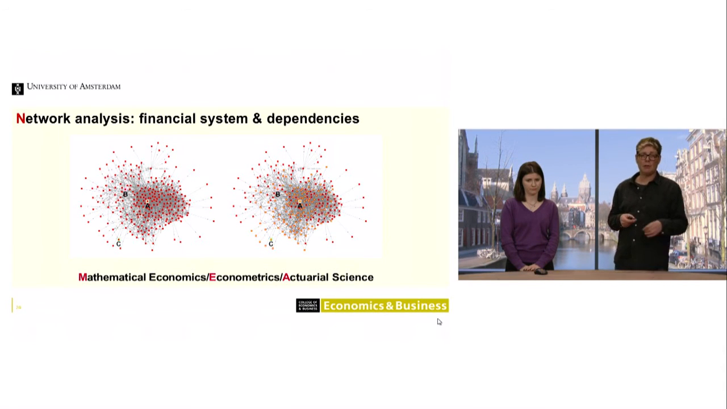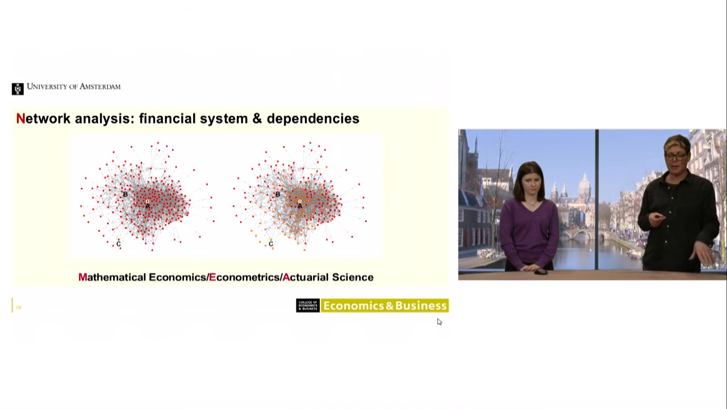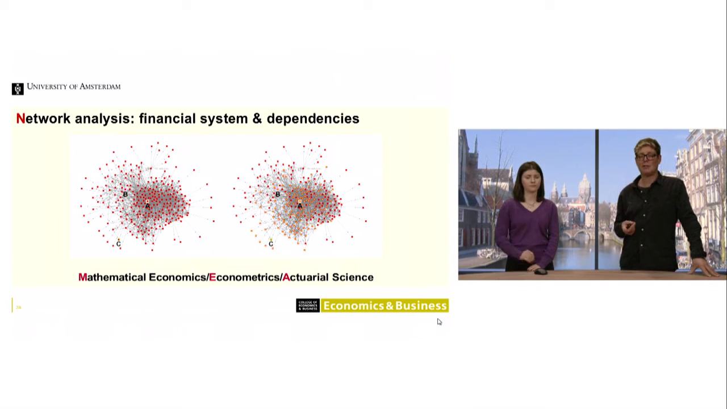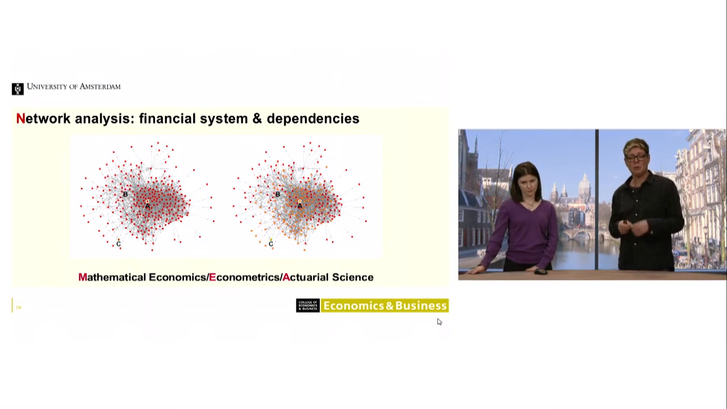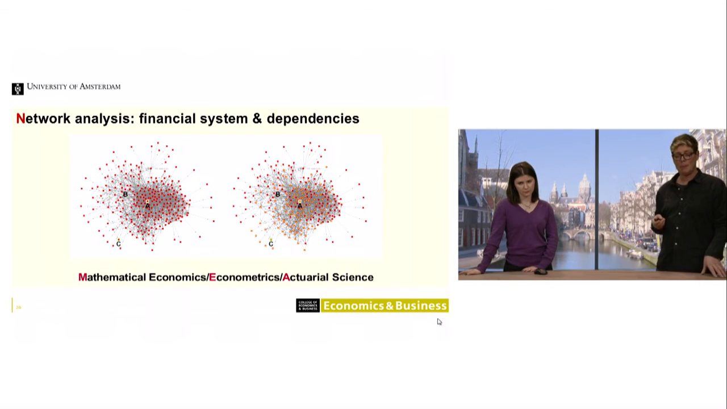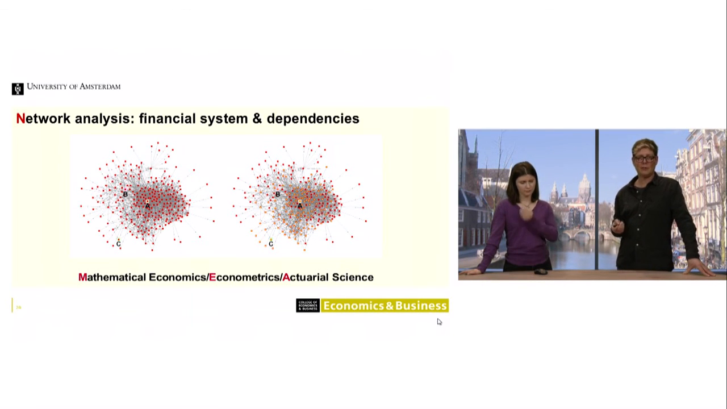A very nice area of research where everything comes together, mathematical economics, econometrics and actuarial science, is network analysis. What we see here in this picture is a financial system. Every dot is a bank, and we draw a line between two banks if they have a financial position related to each other. If Bank A lends money to Bank B, then you will see a line in the graph. We all know what happened in 2008, that the financial system cracked down, right?